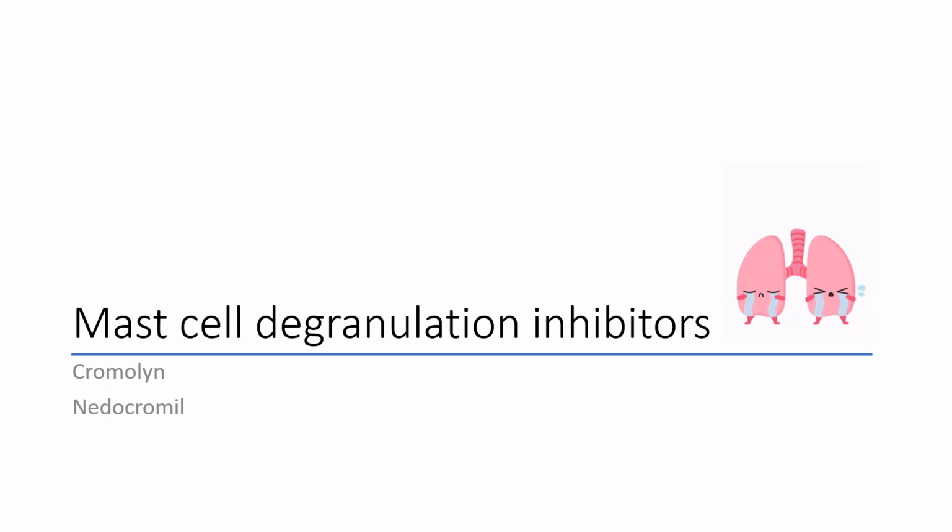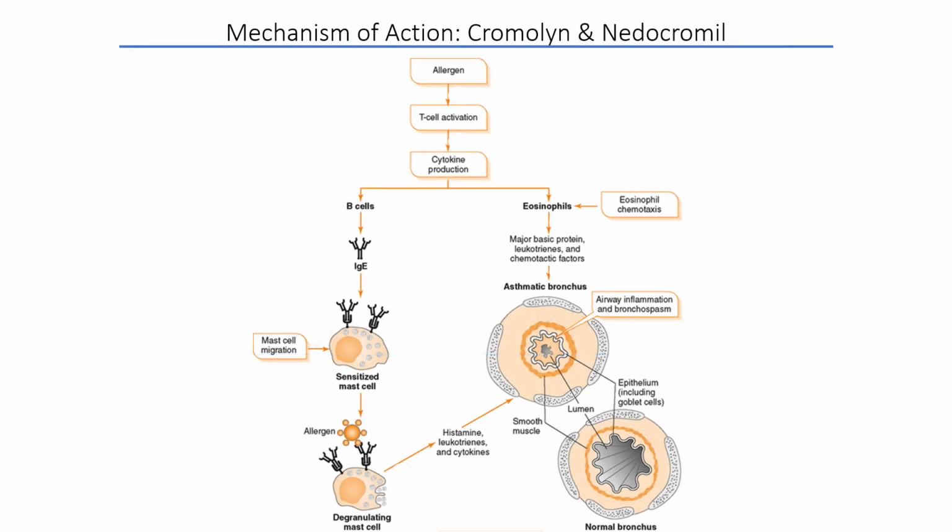Let us now move on to the last group of anti-inflammatory drugs used in asthma, which are the mast cell degranulation inhibitors, for example, Cromolyn and Nedocromil. Pre-treatment with either Nedocromil or Cromolyn results in inhibition of mast cell degranulation, blocking the release of chemical mediators of inflammation. By its action, Cromolyn is effective in blocking the late-phase reaction in asthma, and so is Nedocromil.